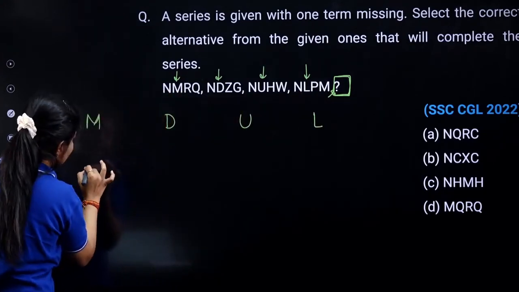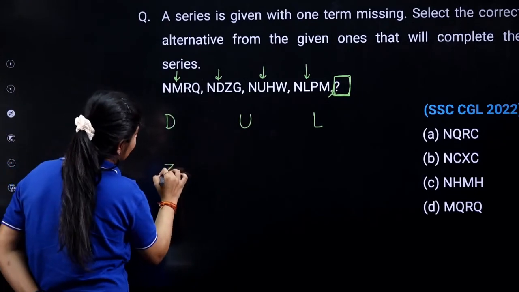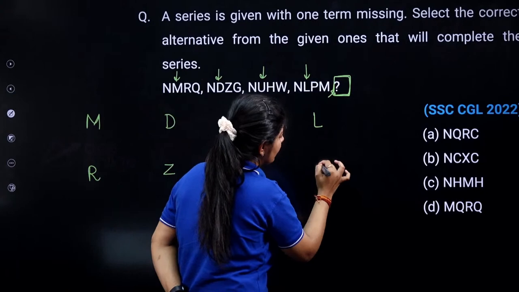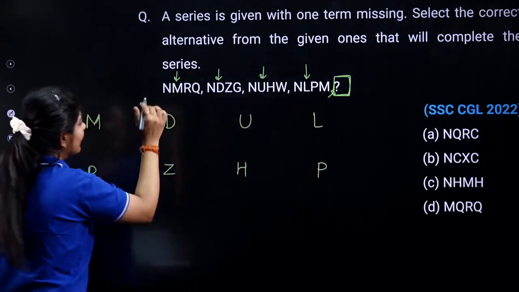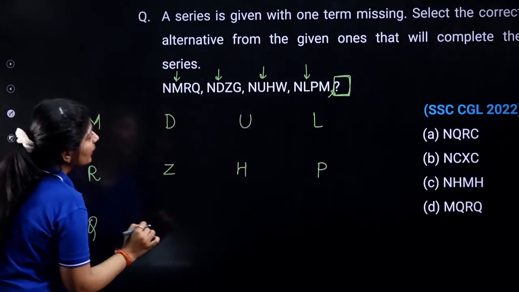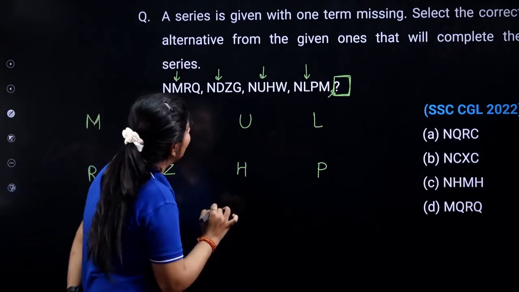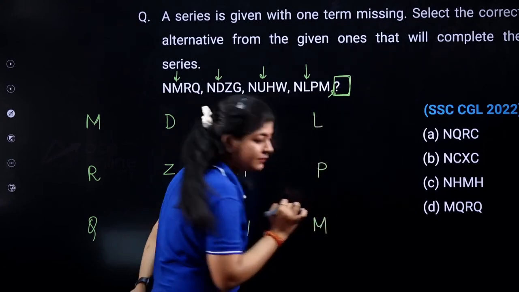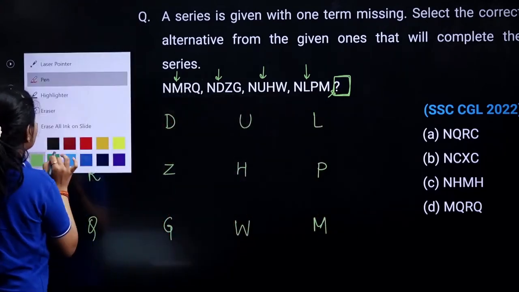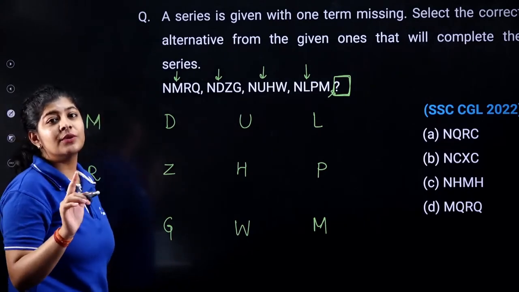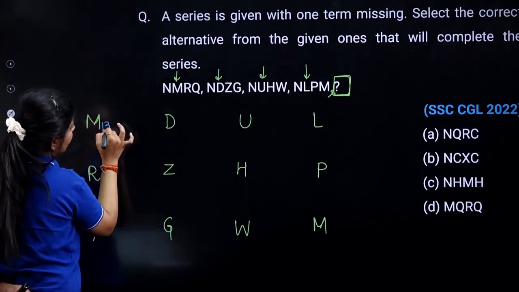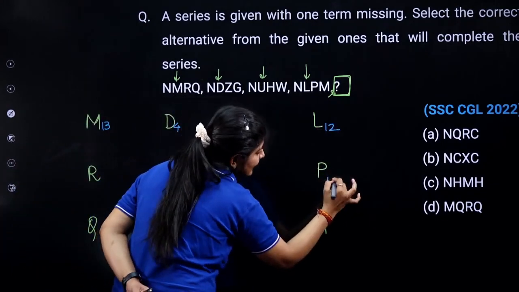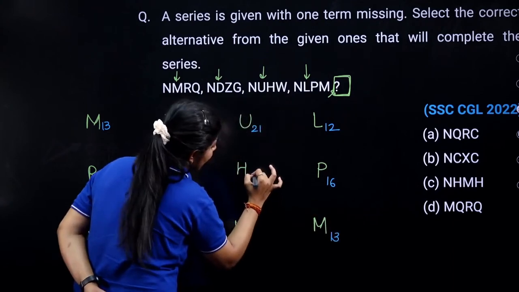Third element is R. R is changed to Z. Z is changed to H, and H is changed to P. Right? Okay. The last one, Q. Q is changed to G, and G is changed to W, and W is changed to M. Right? Okay. Now the next step is just to write the associated numbers. M13, D4, U21, L12, P16, M13, H8.